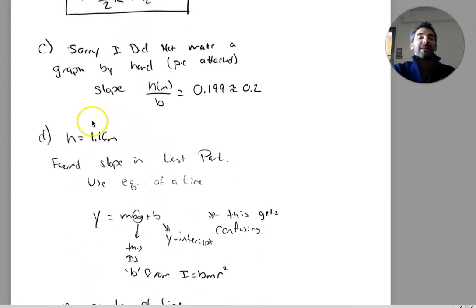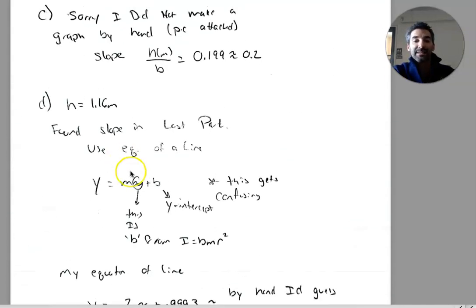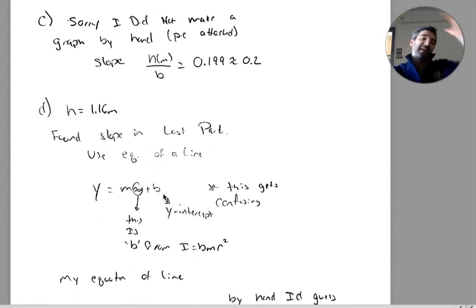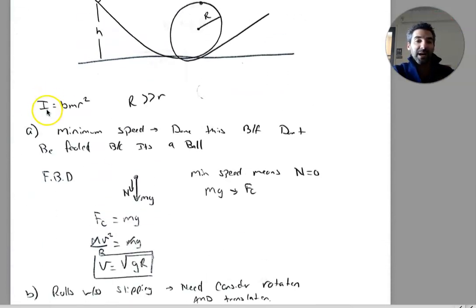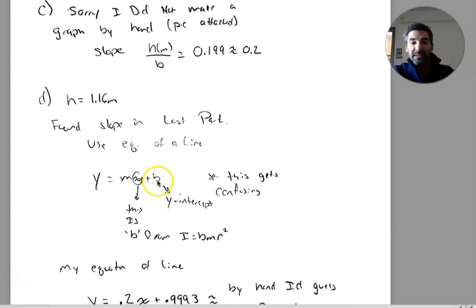Part D said, hey, if we drop it from a height of 1.16 meters, we want to know what is that constant B. Now, this got really annoying to me personally because I said, hey, I've got this graph, I'm going to use the equation of the line. Now, my moment of inertia, I equals bmr squared. We're looking for this B. Equation of the line, y equals mx plus b, where this b is the y-intercept. X is actually the b that we're looking for in this case. They could have chosen any other letter. They didn't. That was obnoxious to me.